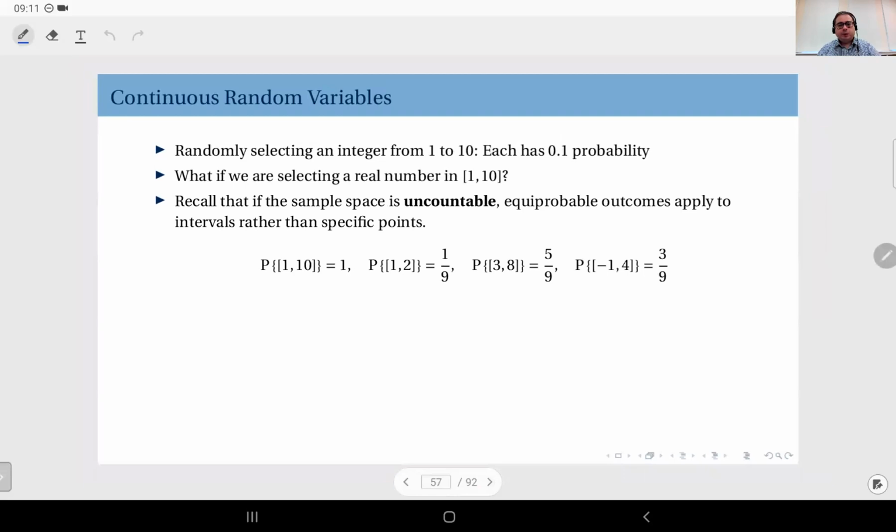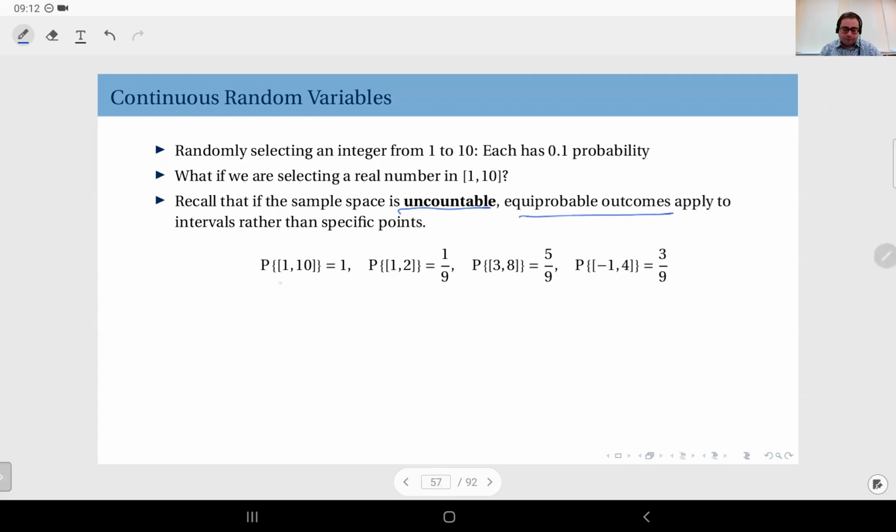Now, when we deal with such sample spaces, when the sample space is uncountable, the equiprobable outcomes apply to intervals rather than specific points. We have discussed this earlier very slightly, but you recall the approach here. The equiprobable outcomes approach now, rather than applying to specific outcomes, applies to intervals. The probability of the interval is going to be proportional to the size of the interval.